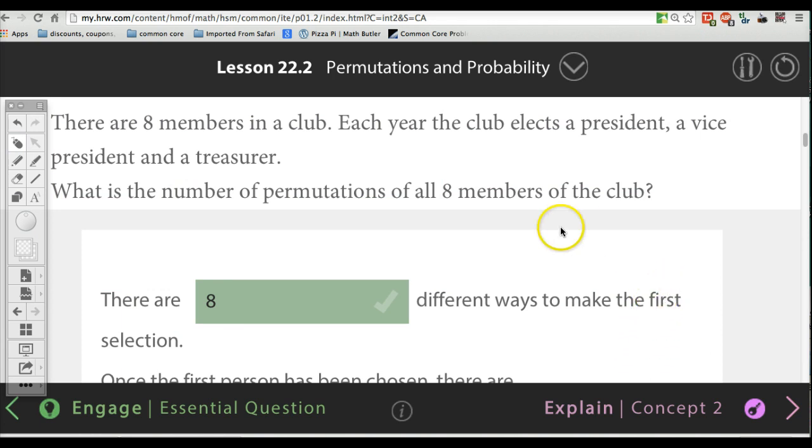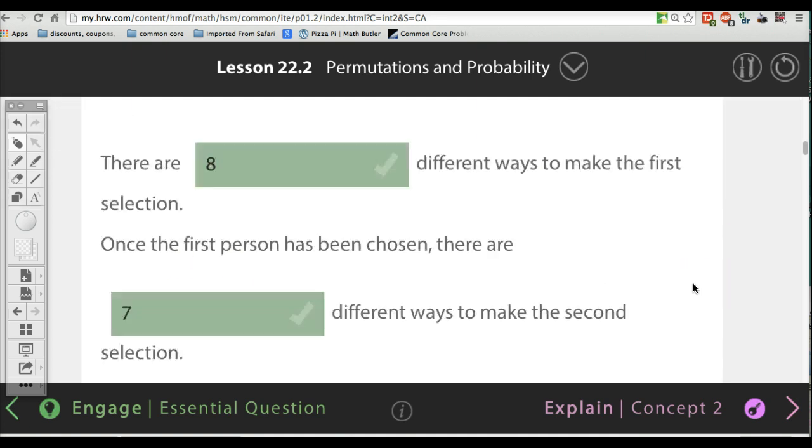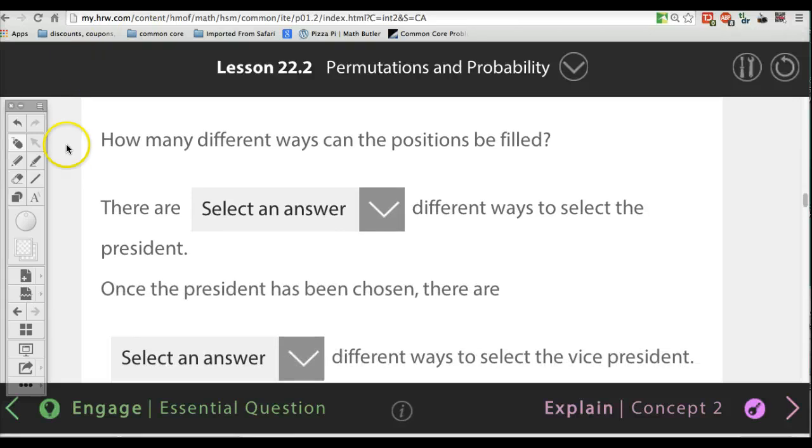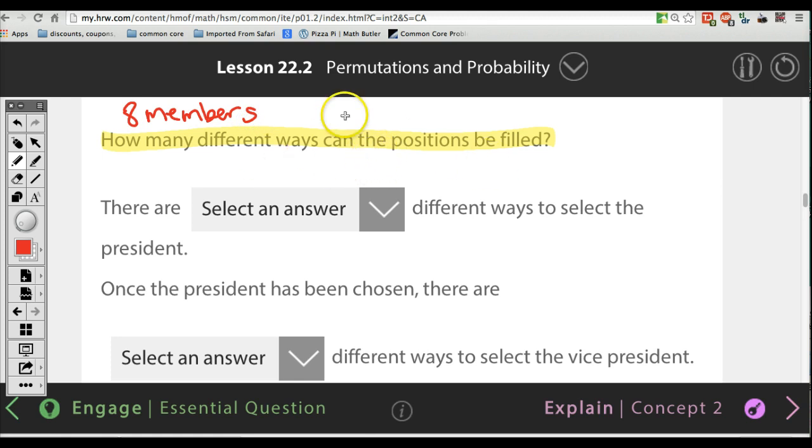But you know what? Let's change the question a little bit, because when you go down here, they ask you the real question, which is how many different ways can the position be filled? Let's go back and remember how many members were in this club. Yes, there were 8 members, and the positions that have to be filled were president, vice president, and treasurer. Ooh, treasurer. What's wrong with me? I can't spell.